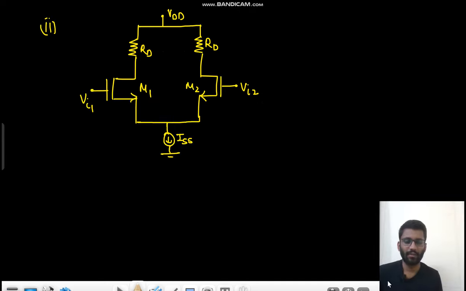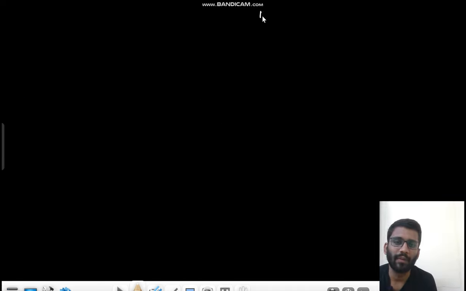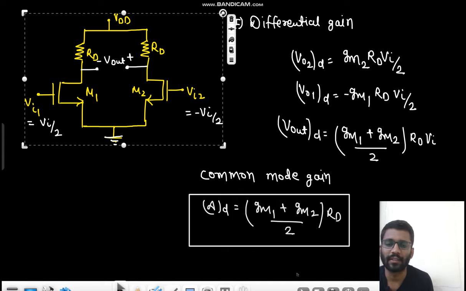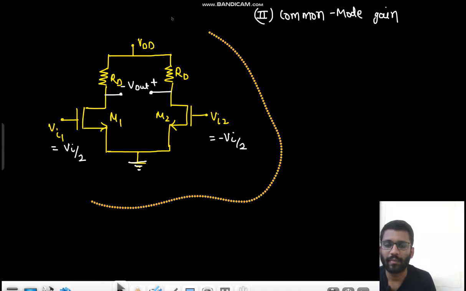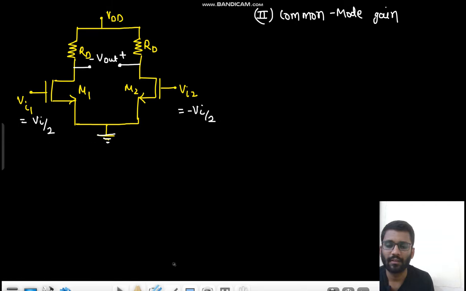Now talking about common mode, so common mode gain we will calculate now. For common mode gain we can use the same circuit, right? We can use this same circuit, but the thing to notice here will be this will be replaced with VCM, this will be replaced with VCM.